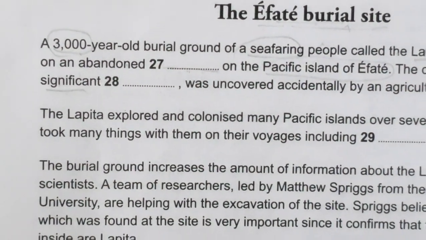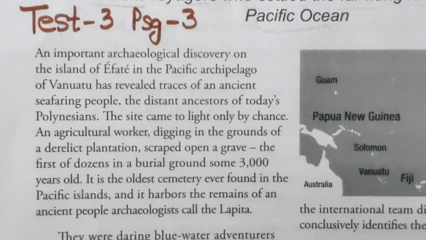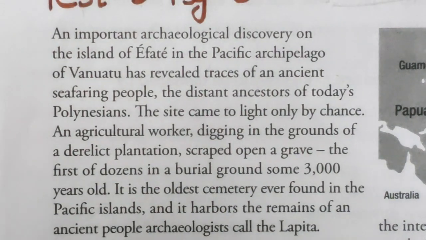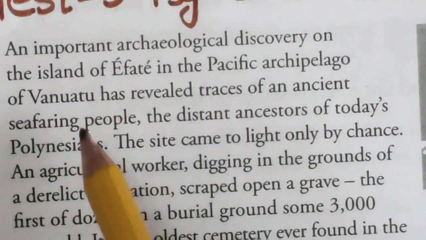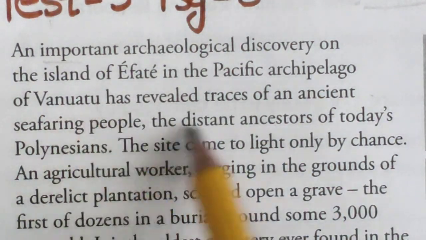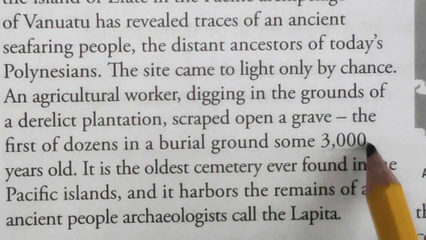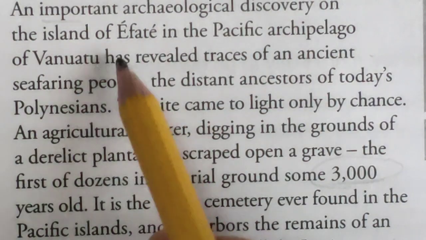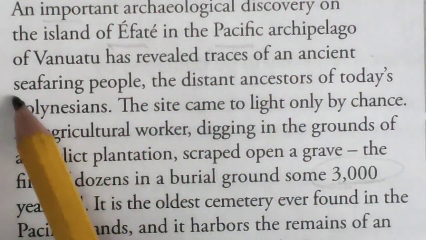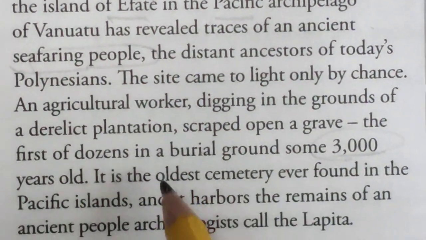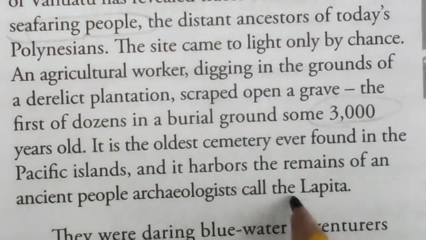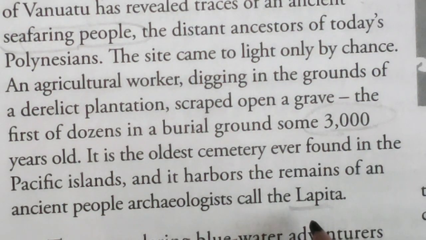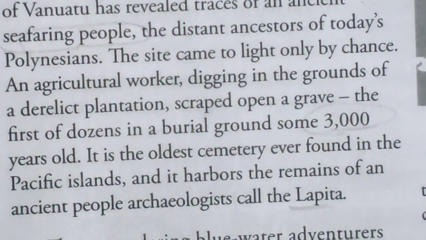So let's go to the paragraph. Here in the first paragraph, you can take a look. I have to find 3000. Yes, 3000 is here only. Just look at this, we have 3000. The figurative word was there, Pacific was there, and seafaring people was the word there. What is left? Lapita was also there. So now we have found each and every word. Let's look at the question again.